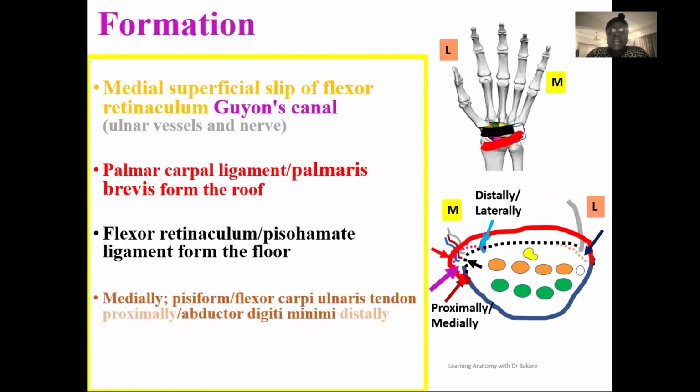On the medial side, the Guyon's canal is seen to be bordered by the pisiform, the tendon of the flexor carpi ulnaris, proximally, and also the abductor digiti minimi around the distal side. If you go back to this upper image, this is where we have the medial side, and deep to this space is where we have the pisiform. We also have the tendon of the flexor carpi ulnaris.